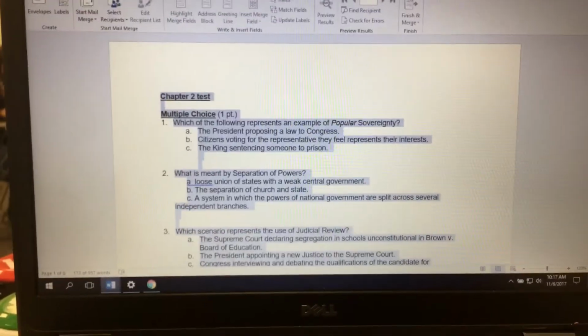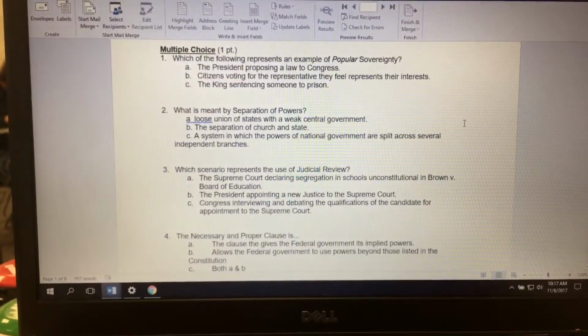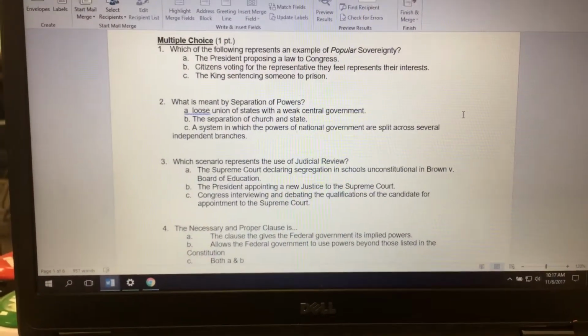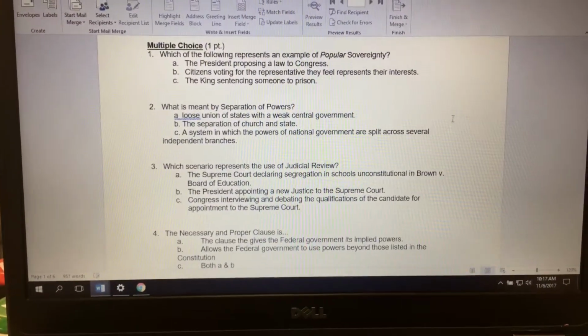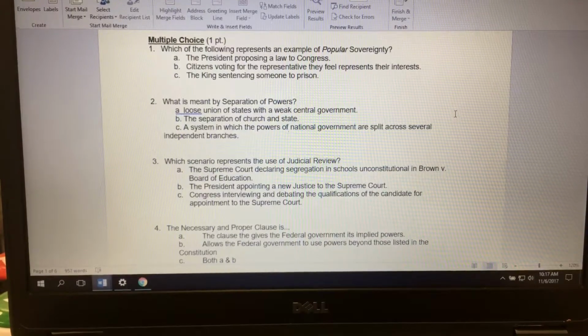Chapter 2 Test. Multiple choice, 1 point. Which of the following represents an example of popular sovereignty? The President proposing a law to Congress. Citizens voting for the representative they feel represents their interests. The King sentencing someone to prison.